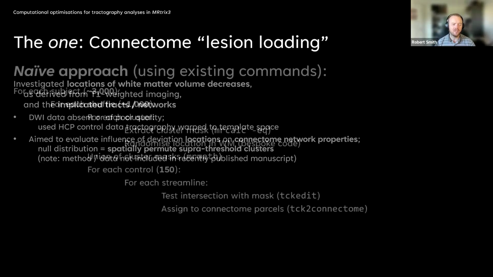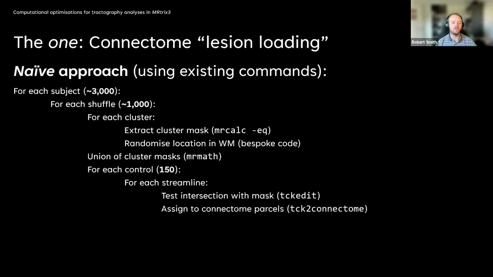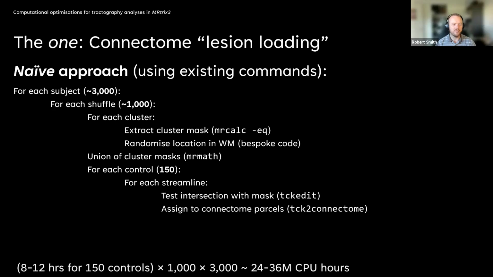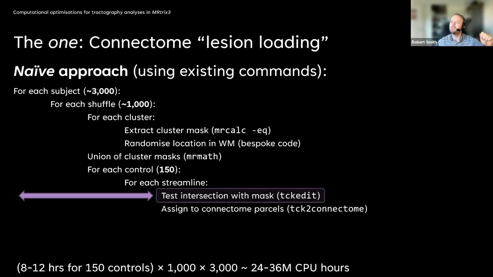So when you write that whole thing out in pseudocode, what you find is that this was going to require tens of millions of CPU hours. And the main problem was that they had this process of taking a whole brain tractogram and taking a mask and looking for intersections between the two. The trouble is that this expensive process was embedded very deeply in this great big algorithmic loop.